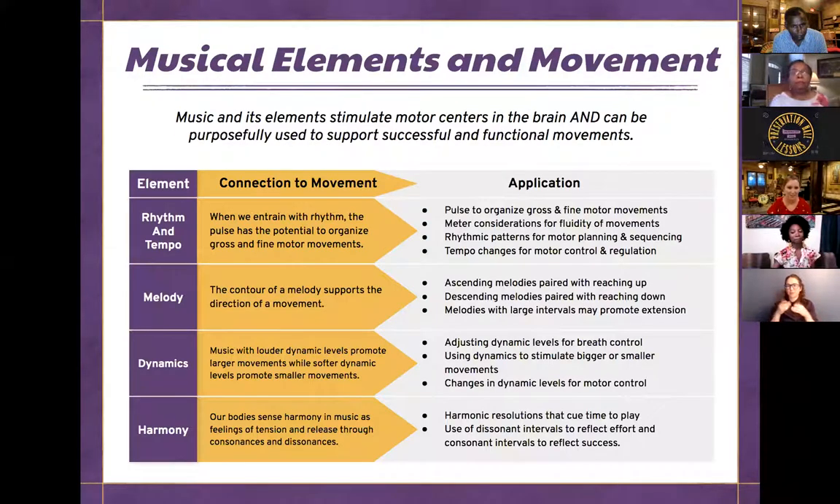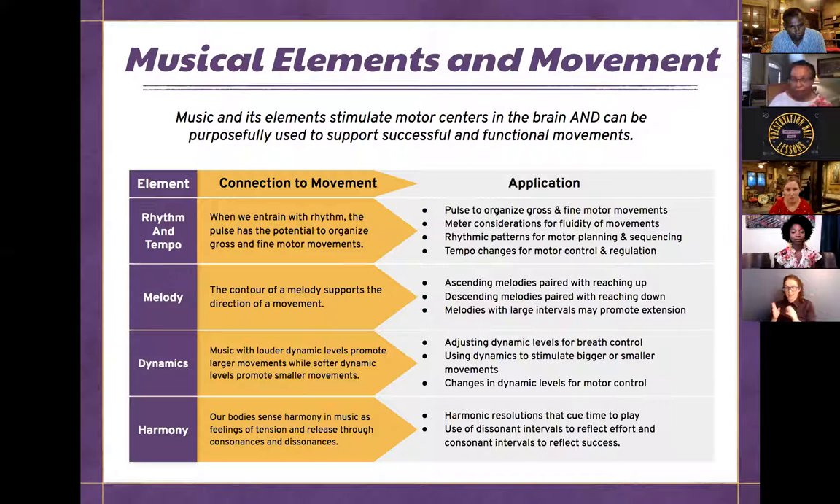So as we plan to use adaptive movements in the classroom, we can think about the different elements listed here, such as rhythm, tempo, melody, dynamics, and harmony, and then how each of these can be purposefully used to create and support adaptive movements. So for example, introducing a steady pulse at the right tempo for the student helps them entrain with the beat so that movements become more coordinated and organized.